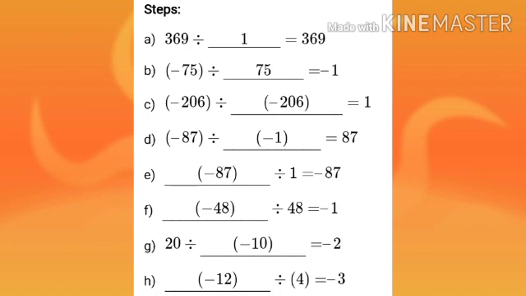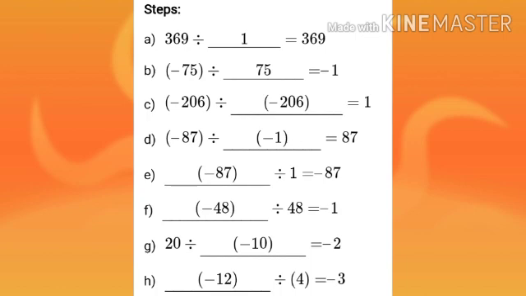What will be the integer there? Minus 1. Then for subdivision E, minus 87 divided by dash is equal to minus 87. Which number will be divided by 1 to get minus 87 there? Therefore, minus 87 divided by 1 is equal to minus 87. For subdivision F, minus 48 divided by 48 is equal to minus 1. How do we get minus 1 there? 48 divided by 48 equals 1. Minus into plus is minus. Clear?